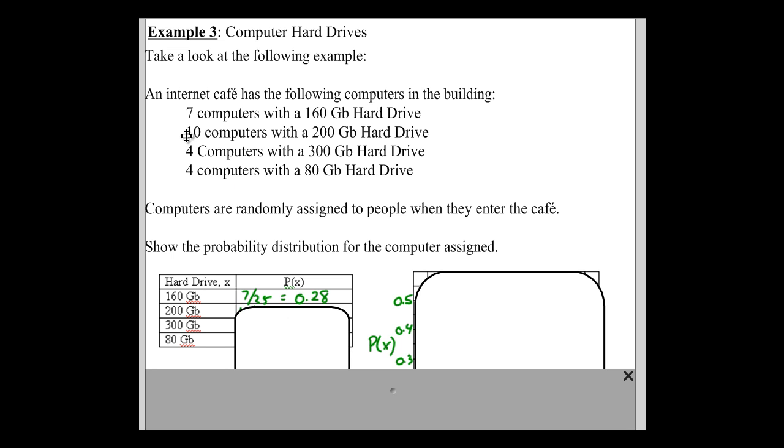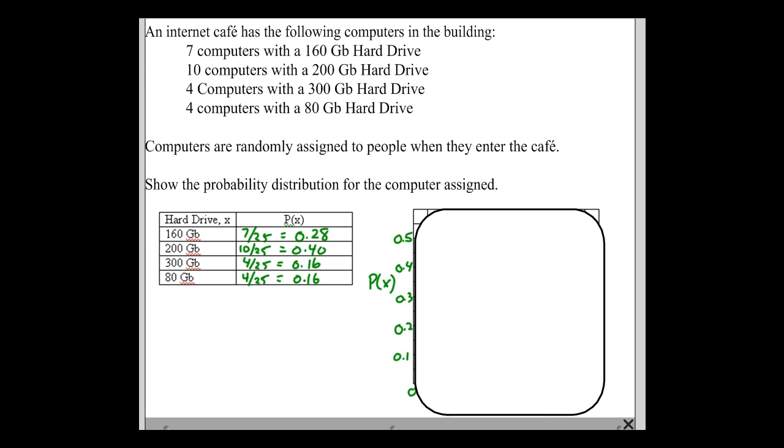And then there's 10 ways to get the 200 gig hard drive. So that's 10 out of 25. And you just continue doing this for all the types, and you build the probability distributions. Again, if you were to add this up, it has to add to 1. Use that as a check, because if it doesn't add to 1, you've made a mistake.